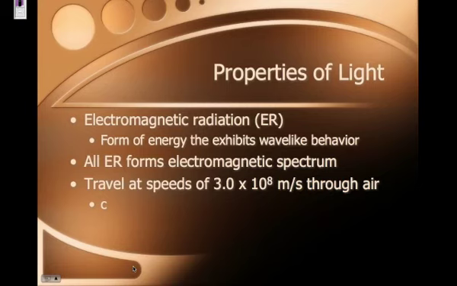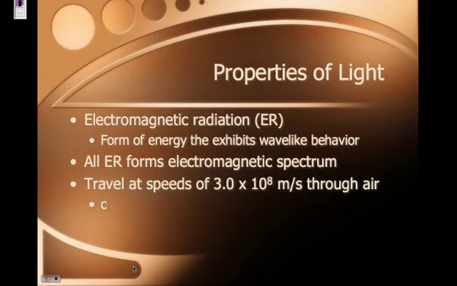So first we have to look at light, because electrons do behave like light, and so the very first scientists that started studying electrons were first studying light. And light is a form of electromagnetic radiation, and ER is just a form of energy that exhibits wave-like behavior. So visible light is an example, infrared, ultraviolet, those are all examples of electromagnetic radiation.